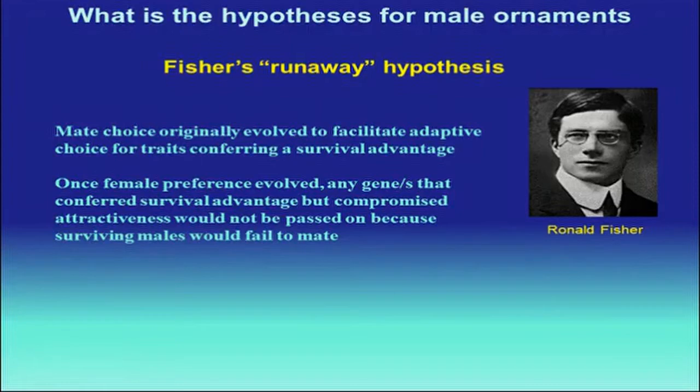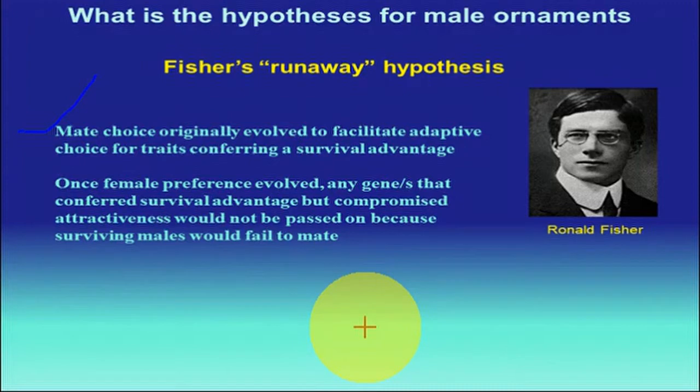These two examples can be explained by Fisher's runaway hypothesis. This hypothesis is based on male ornaments or similar features in animals. Ronald Fisher proposed this runaway hypothesis, where he discussed the traits which confer a survival advantage. He said that mate choice originally evolved to facilitate adaptive choice for traits conferring a survival advantage. Selection of a mate, why is it? It is because the survival of that particular species may be facilitated. Survival in what sense? To compete with the situation, so that it can pass through the competing factors in the environment and survive and give the next generation of offspring.